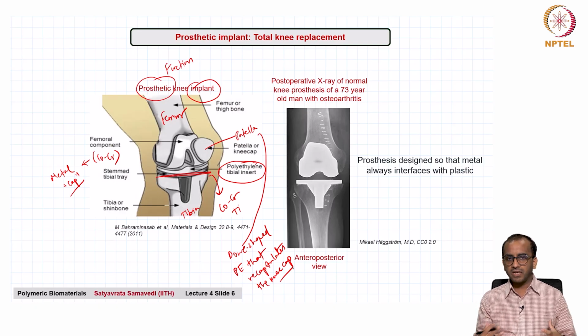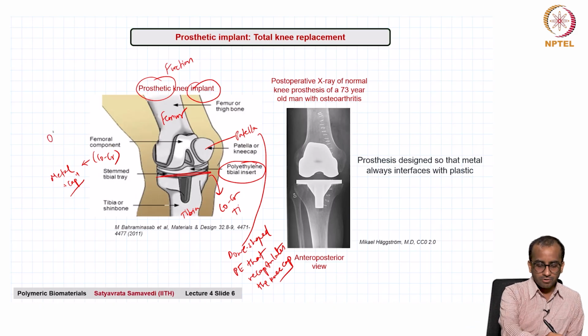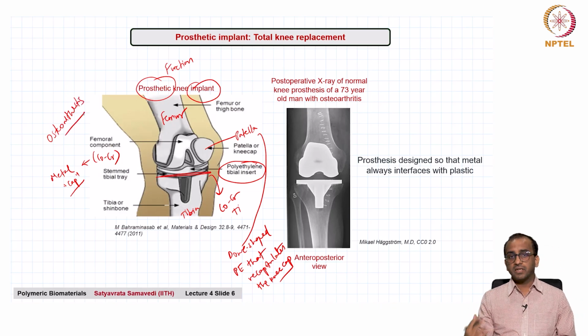In this case, typically these kinds of implants or prosthetic implants are required for patients who have this condition called osteoarthritis, where the cartilage that is present in the knee has been degraded because of chronic inflammation and other conditions, resulting in the two bones rubbing against each other, resulting in swelling, inflammation, pain, etc.